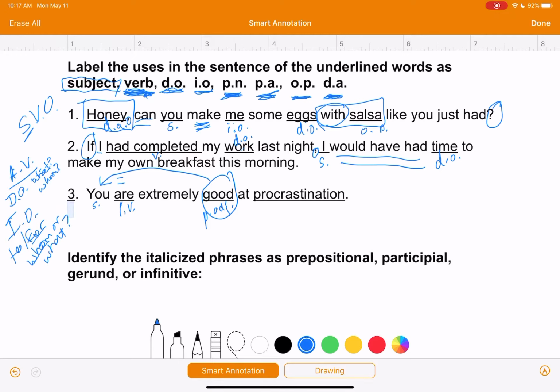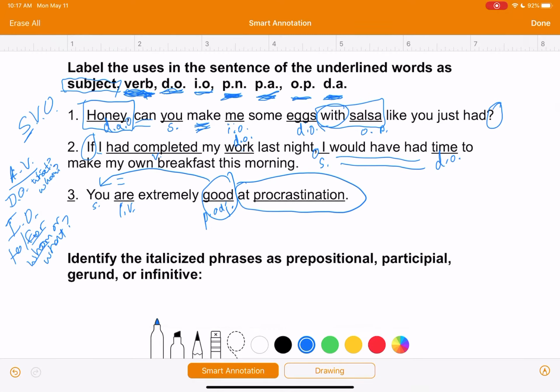If it said you are a girl, then it would be a predicate nominative. Nominative means noun or naming thing. Here again we have a phrase, at procrastination. At was in that list of prepositions you memorized. This is clearly the object of the preposition. It's a noun. Okay.